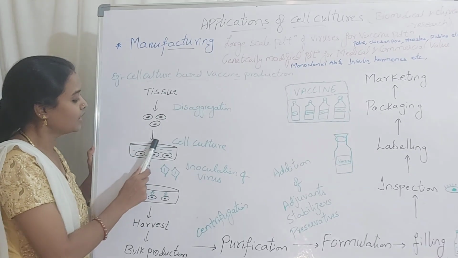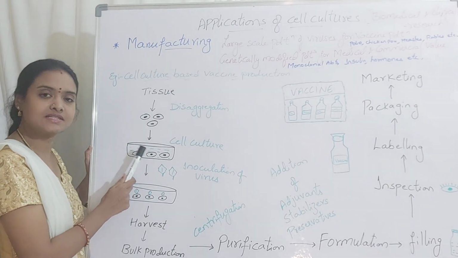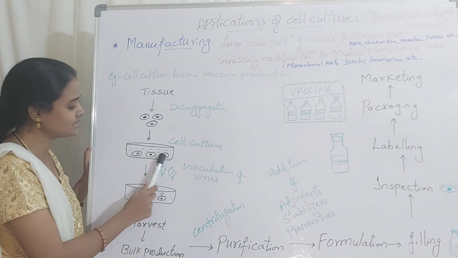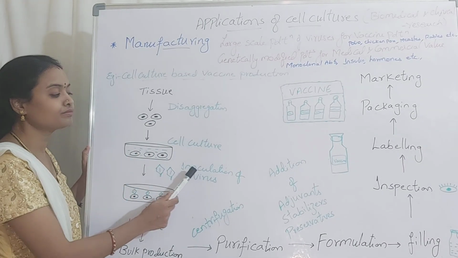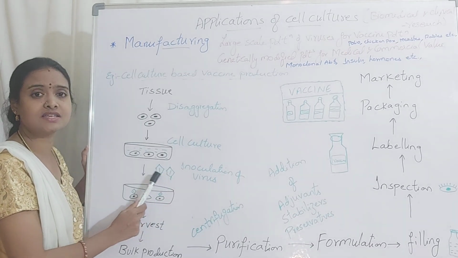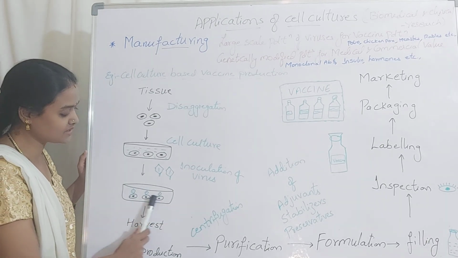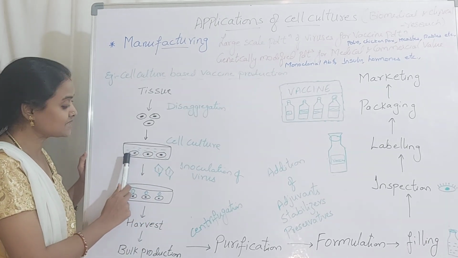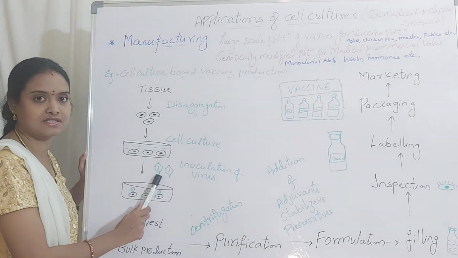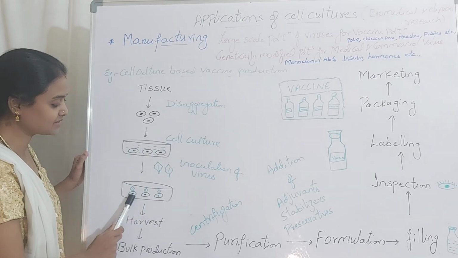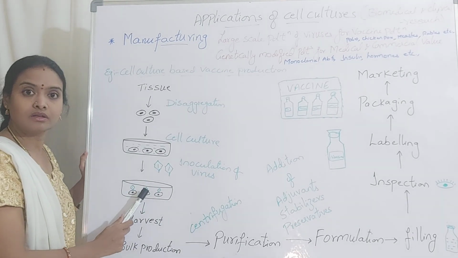Right? So after achieving all the optimal conditions, you go for the cell culture process. Once the cells are cultured or the cell lines are produced, you inoculate the viruses into those animal cell cultured plates. Already you have the cell cultures here. Now the cell cultured plates are inoculated with the viral particles. Once the virus infects these animal cells, what happens? They enter into the reproductive stage.